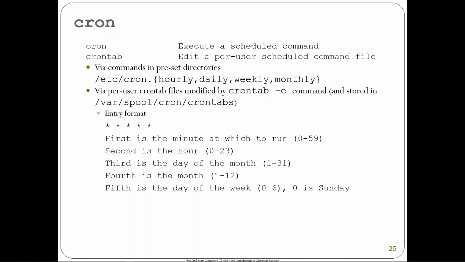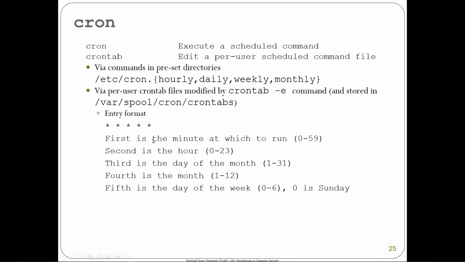The first field specifies the minute at which to run. The second field is the hour. The third is the day of the month. The fourth is the month to run it. And the fifth is the day of the week, if you want that kind of a schedule. So that's what each one of these is denoting.